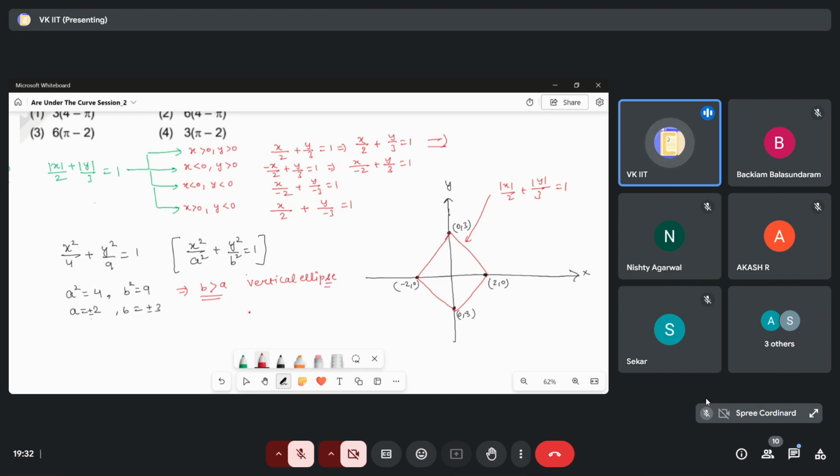It means major axis will be along the vertical. Okay, so b is equal to 3 is the intercept. So b is equal to 3, it means it will start from the same point here, 0 comma 3, and yes, here also. So when you draw the ellipse, it will be looking like this.